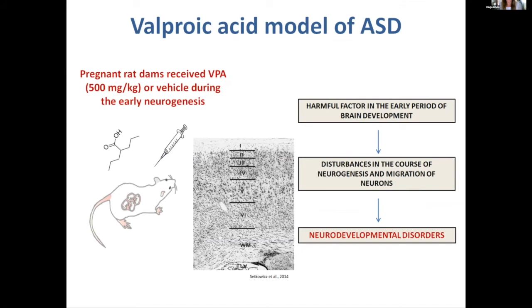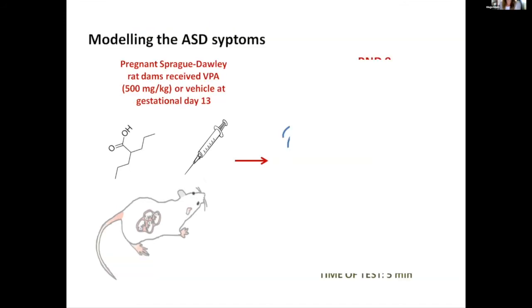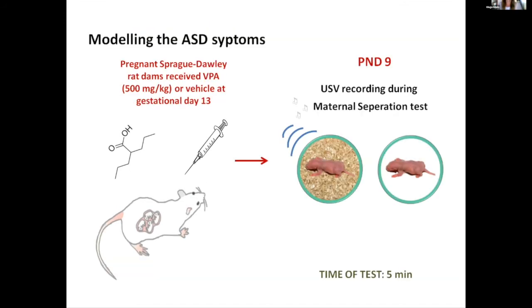This is the time of neurogenesis when the neural tube has closed and neuronal progenitors are migrating and proliferating. So this is a very sensitive time of neurogenesis, sensitive to any environmental insults, which may lead to neurodevelopmental disorders like autism or epilepsy, for example. Then on the offspring, we performed the maternal separation test on postnatal day 9.